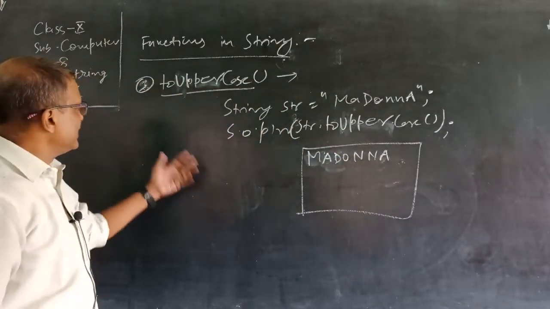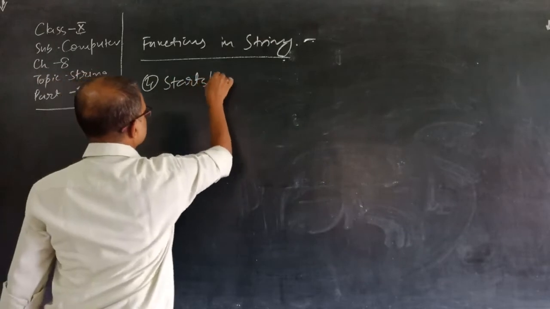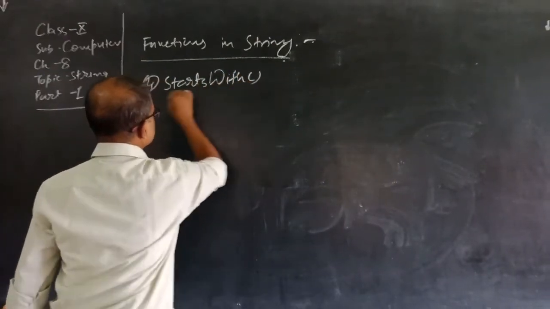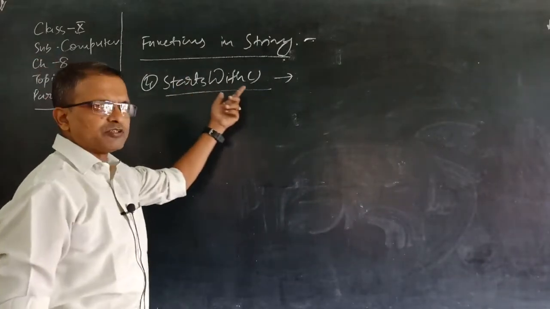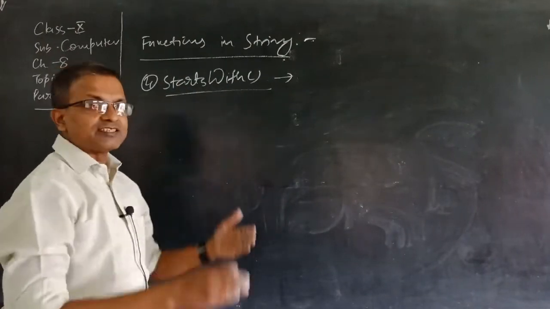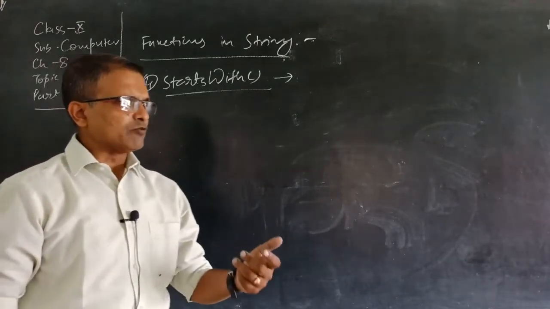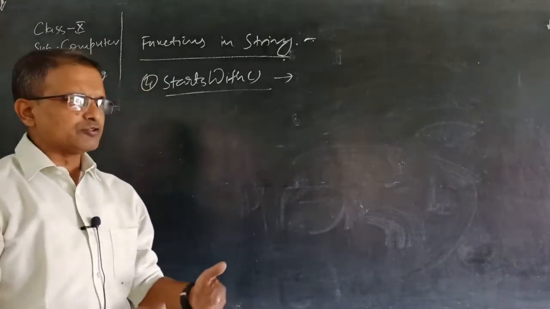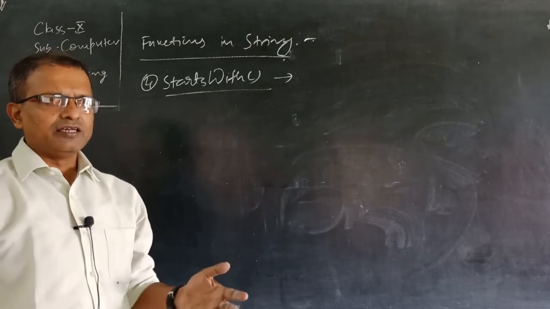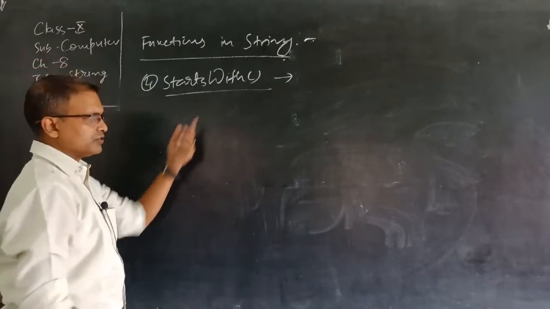Okay, now let us see another function. It is startsWith. As the name suggests, this is used to check whether the string starts with a particular character or not. Sometimes we have to look for a particular string starting with A, D, O, like this. You have to search for a string starting with A, or you have to look for a string starting with S. So for that this function is used.